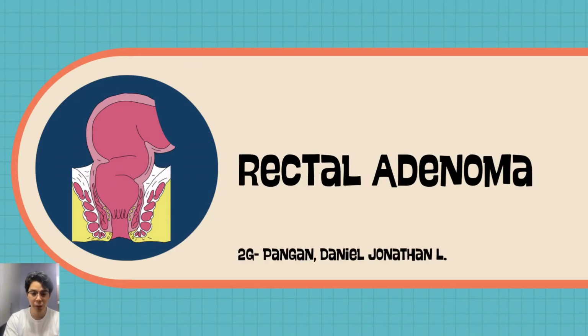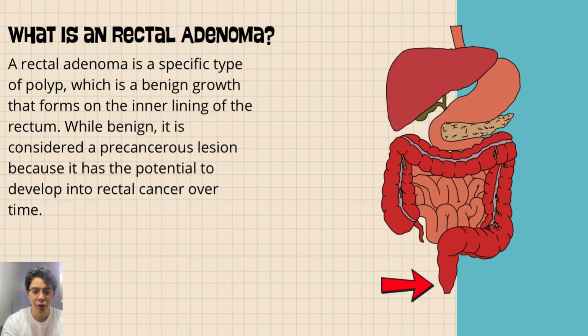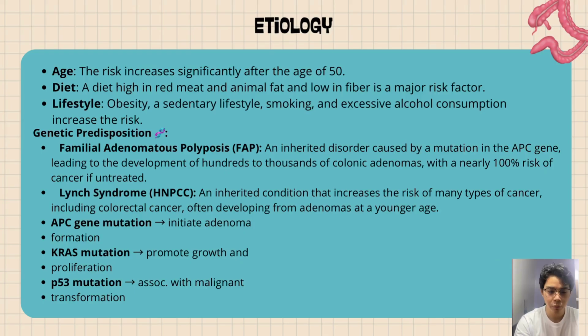Hello, good day. I'm Daniel Jonathan Elpangan, and I will be reporting on rectal adenoma. What is rectal adenoma? A rectal adenoma is defined as a benign growth or polyp that forms on the inner lining of the rectum. Although it is benign, it is considered a precancerous lesion because it has the potential to develop into rectal cancer over time.